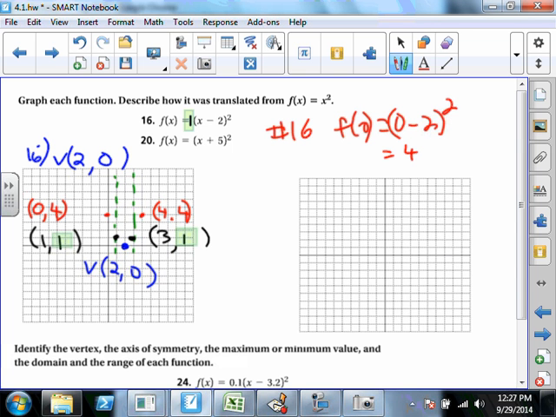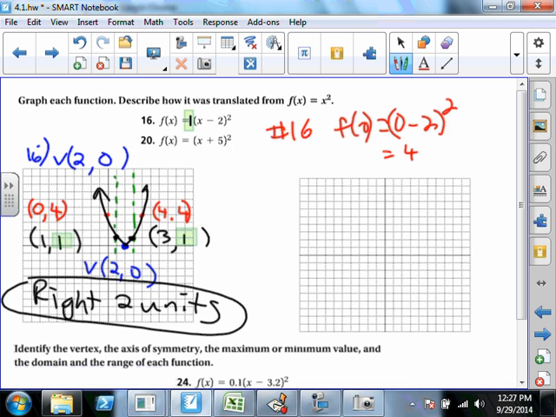So we'll go ahead and graph this. And it says, let's describe how this was translated. So number 16, how was this translated? Was it translated to the right, to the left, up, or down? From the parent function, how was it translated? So it went to the right. How many units? 2 units. Perfect. Nice. Good. So it was translated to the right 2 units. Everybody cool with that?